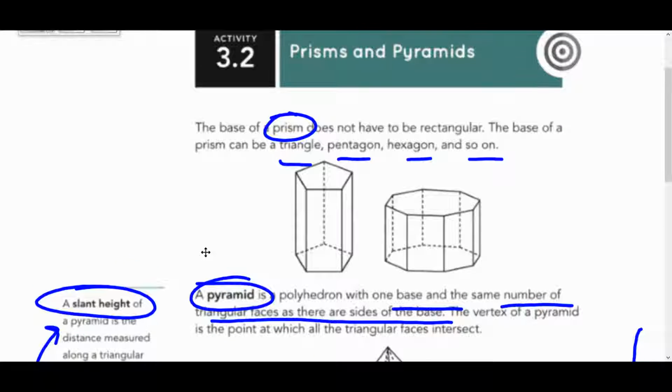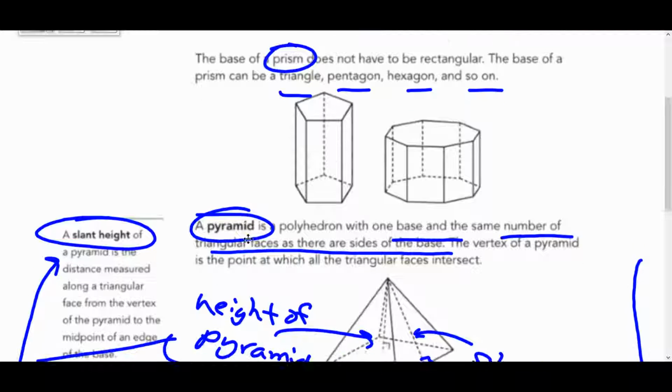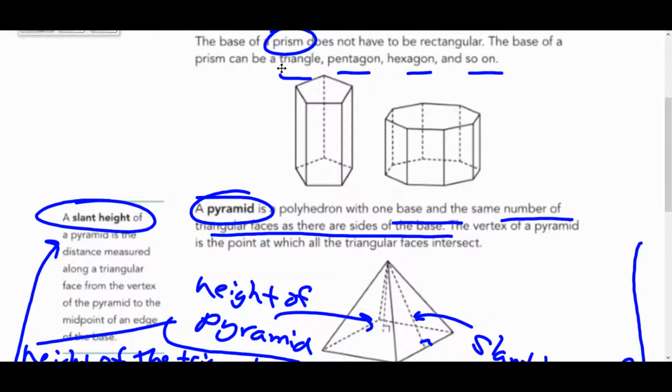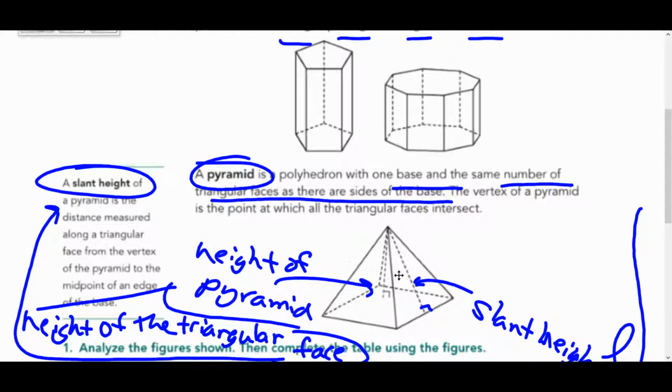Okay. Now, compare that to a pyramid. A pyramid is a polyhedron with one base and the same number of triangular faces as there are sides of the base. So, in other words, we've got one base down here, the square, and since the square has four sides, there are four triangles coming together to one point at the top. That is an indicator that it is a pyramid, because it comes to one point. Prisms have two flat bases, and those bases are the same shape on the top as on the bottom, but a pyramid has one base and then one vertex point.